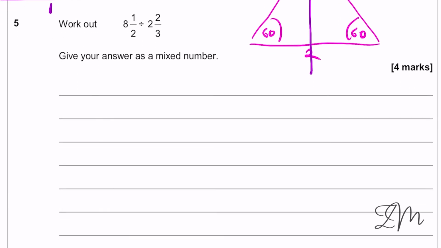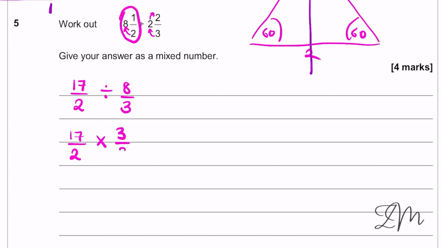Okay, so next we want to give an answer as a mixed number. So we've got 8.5 divided by 2 2/3. Step 1, you want to convert them into top-heavy fractions. So we're going to do 8 times 2, which is 16, plus 1 to give us 17 over 2. And we've got divided by 2 times 3, which is 6, plus 2, to give us 8 over 3. Now remember, we kiss and flip. So we change the divide to a times and we flip.